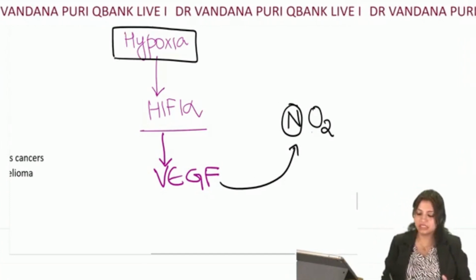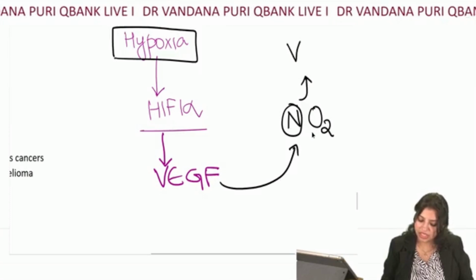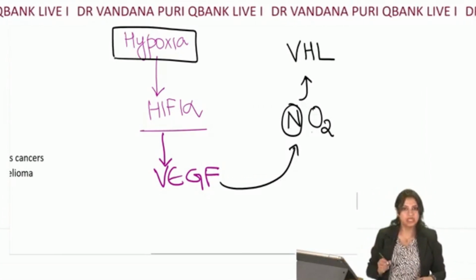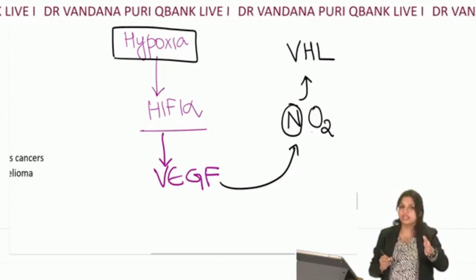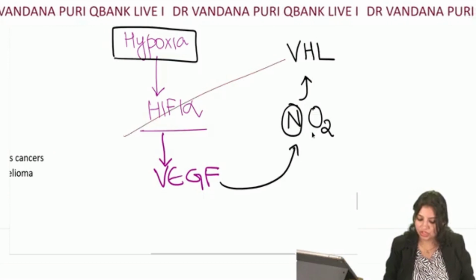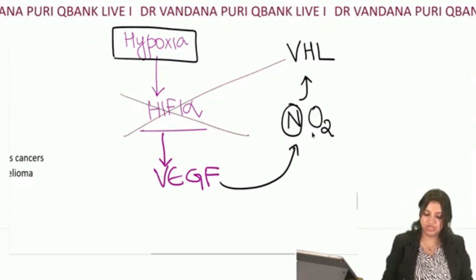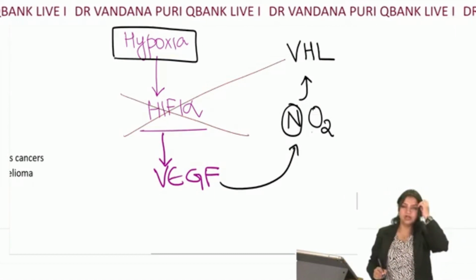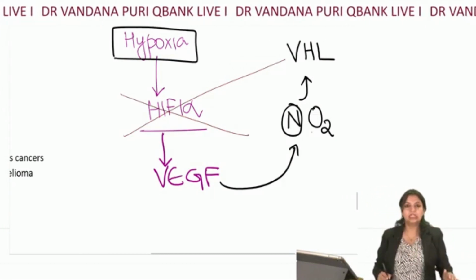Now when the oxygen levels become normal, then our body induces a gene called the VHL gene. So this VHL gene, what will it do? It will go and block HIF1 alpha. So this HIF1 alpha will be deleted.